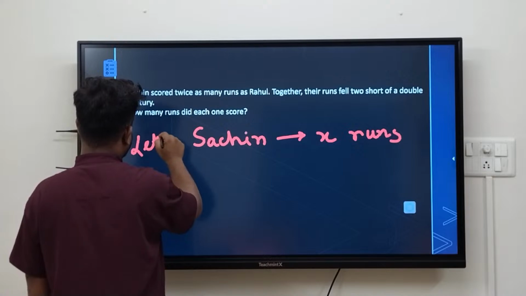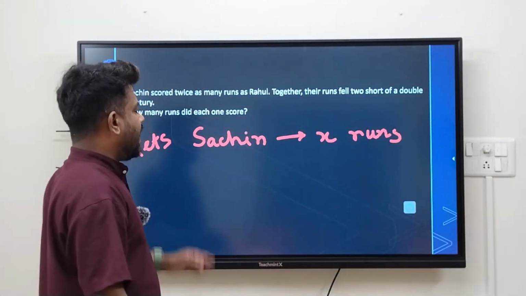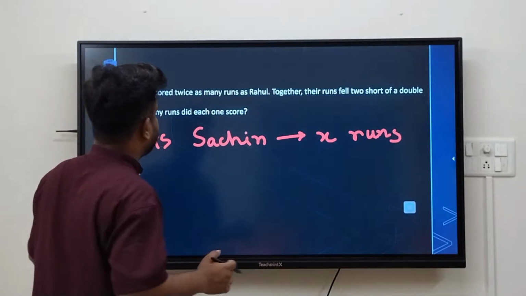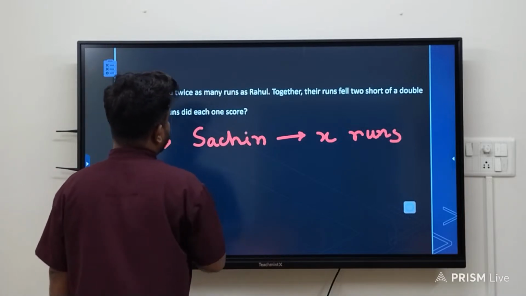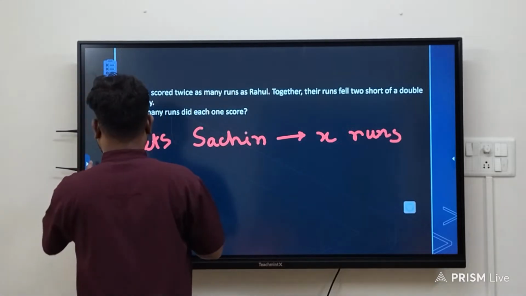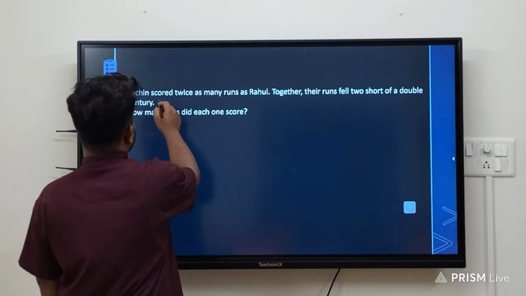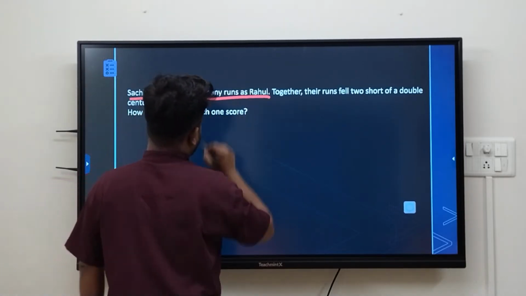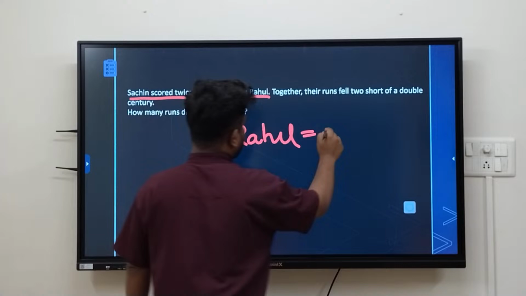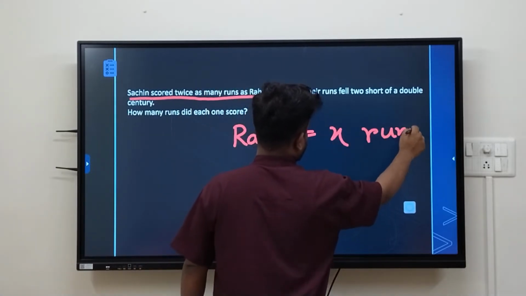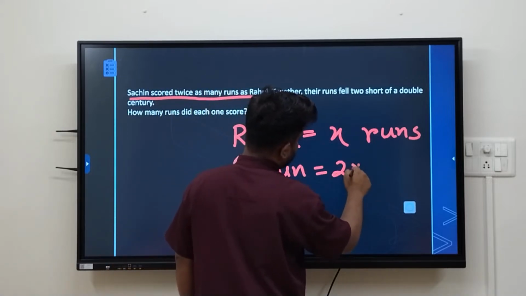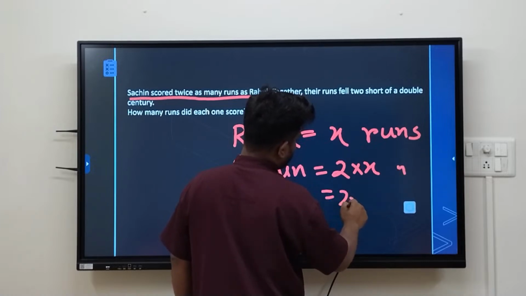Okay, I am just doing this sum roughly, and the process and the answer we will have to see sometime later. So if Sachin has scored X runs, it has been given that Sachin scored twice as many runs as Rahul. So we will start to think that Rahul has scored X runs. Then Sachin has scored 2 into X runs, so it will be 2x runs.